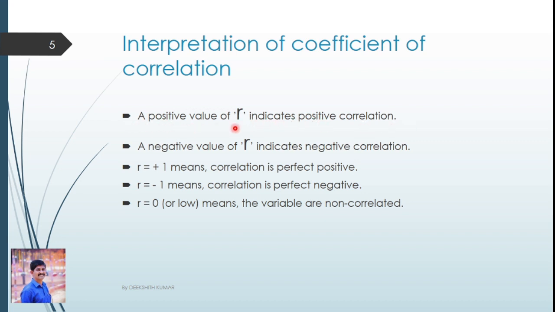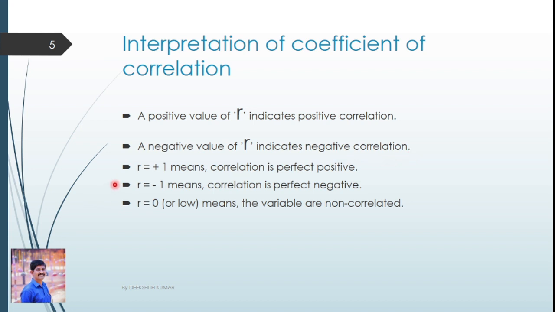While calculating, if R is equal to a positive value, then it indicates positive correlation. A negative value of R, if R is equal to any minus value, indicates negative correlation. So R positive value, like plus 0.5, plus 0.7, that is said to be positive correlation. If R is equal to minus 0.5, minus 0.2, minus 0.7, that is a negative value. If R is a negative value, that indicates negative correlation.